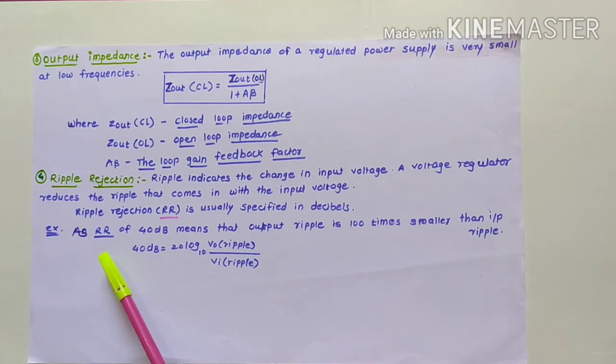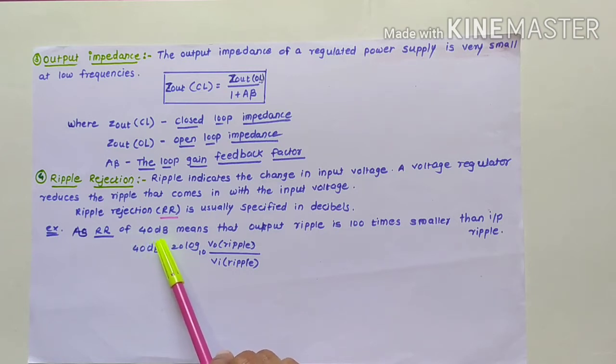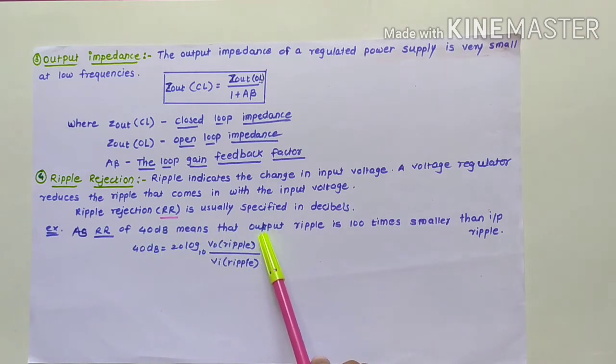Now, as an example, a ripple rejection of 40 decibels means the output ripple is 100 times smaller than the input ripple. Therefore we can write here 40 decibel is equal to 20 log to the base 10 of V output ripple upon V input ripple. Okay students.